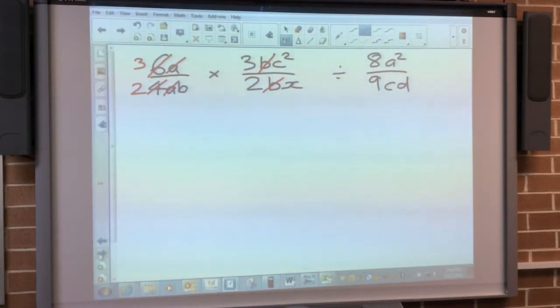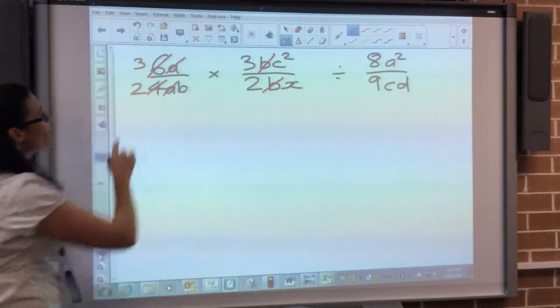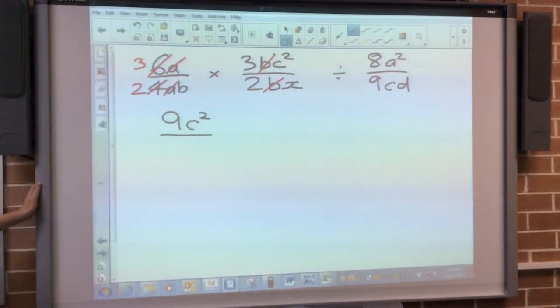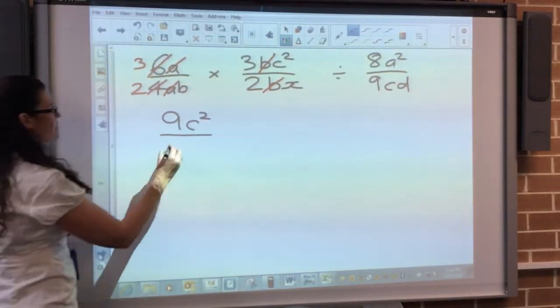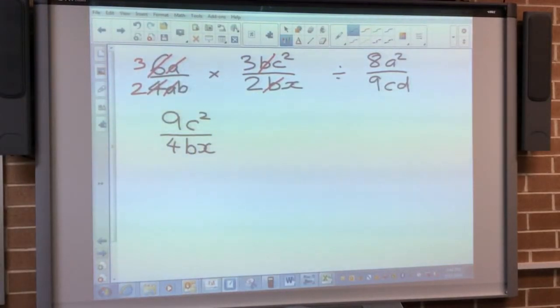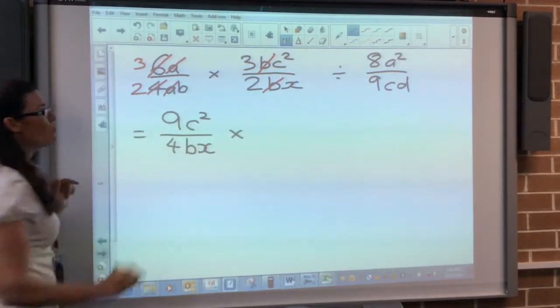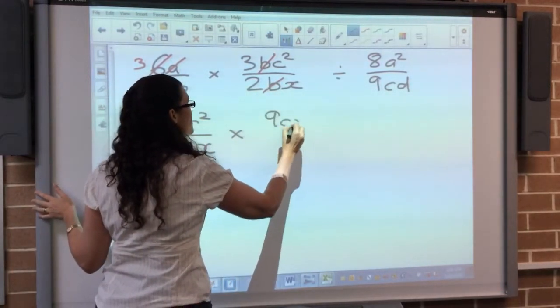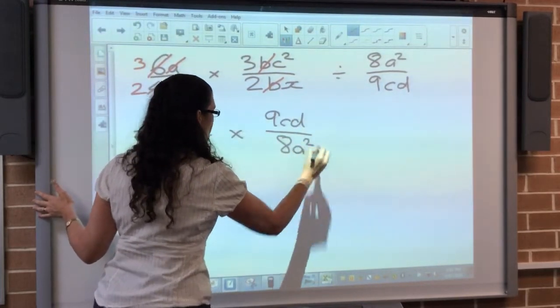All right, let's multiply those first two. When I multiply these together, what am I going to get? Everyone happy with 9c squared as my numerator, and 4bx as the denominator? Okay, I now want to deal with a divide by that fraction. I need to change it to multiplication. When I change it to multiplication, what do I have to do to the fraction? Flip it. Fancy word for flip it? Reciprocal. So I'm going to find the reciprocal, which is 9cd over 8a squared.